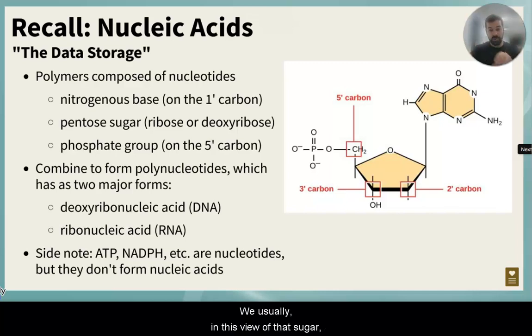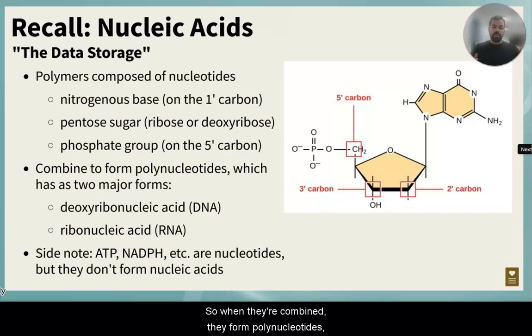In this view of that sugar, we usually start counting the carbons next to the oxygen. You can remember that the 1 is where the nitrogenous base is attached. Then you go 2, 3 prime carbon, 4, and then 5. The 5 prime carbon is the one that's kind of sticking outside of the sugar. So the ring of the sugar, one of those parts of the ring, is the oxygen. And then the phosphate group is attached to that 5th carbon that's sort of sticking out. 5 prime, 3 prime, those we want to keep track of going on.